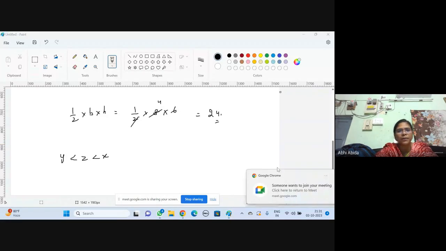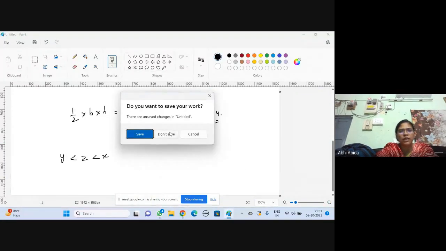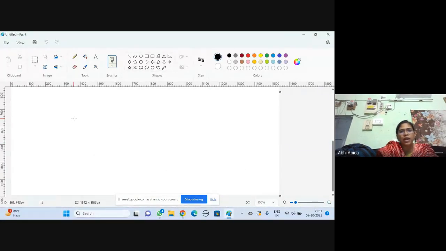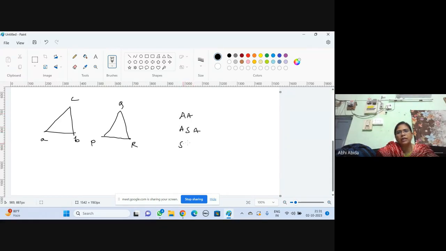I'll just explain here in Paint. Let us say there are two triangles: triangle ABC and another triangle PQR. There are three properties as discussed: angle property, angle-side-angle, and side-side-side.